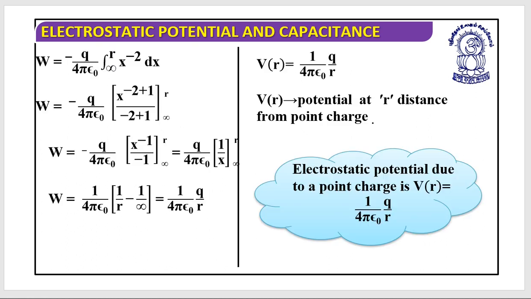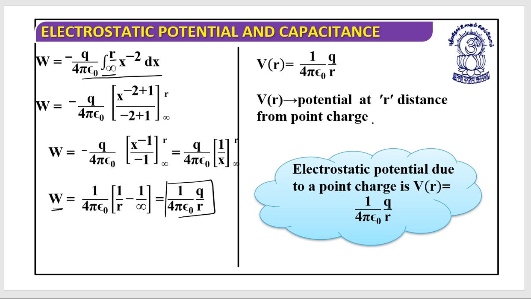So let's move on. If I integrate this, I'm going to integrate x to the power minus 2, and my limits are infinity to r. So at the end, what I get is 1 upon 4 pi epsilon naught into q by r. Now, according to the definition, this is the potential at distance r from the point charge.